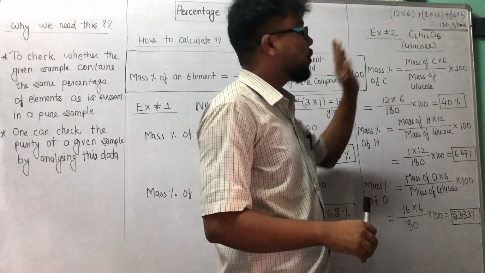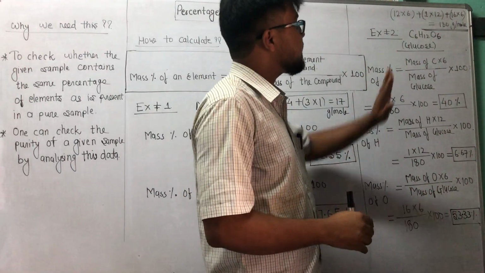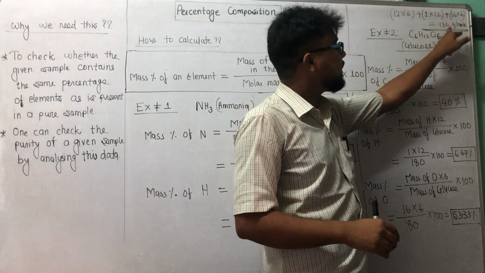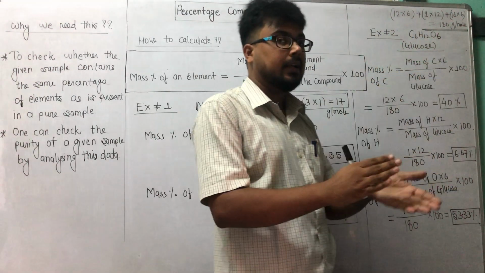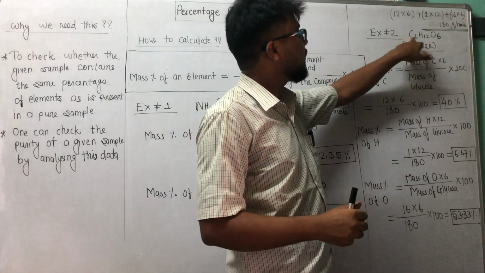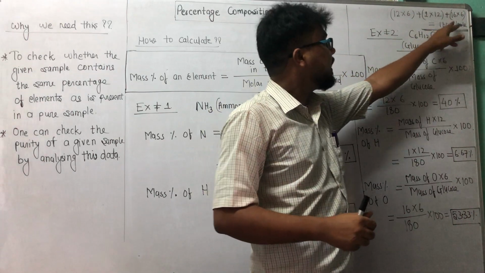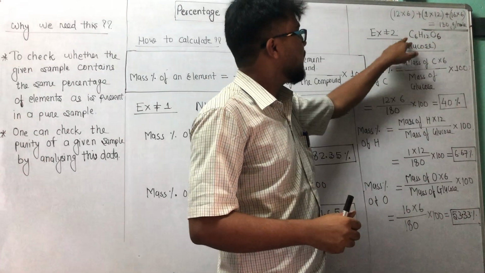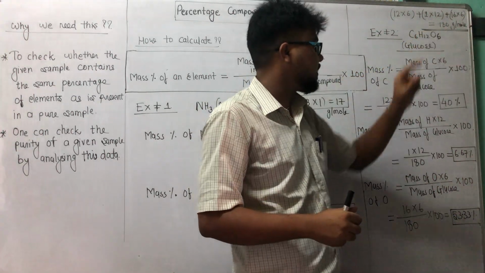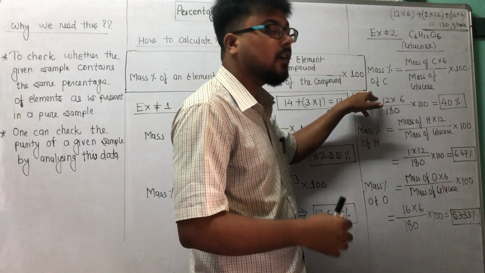Now see one more example. It is glucose. The formula is C6H12O6, and the gram molecular mass of glucose is 180, and the unit is gram per mole, means it is gram molecular mass. 12 for carbon, 1 for hydrogen, and 16 for oxygen. Here 6 carbon, 12 hydrogen, and 6 oxygen atoms are there. Correct? So first I would like to calculate the mass percent of carbon.